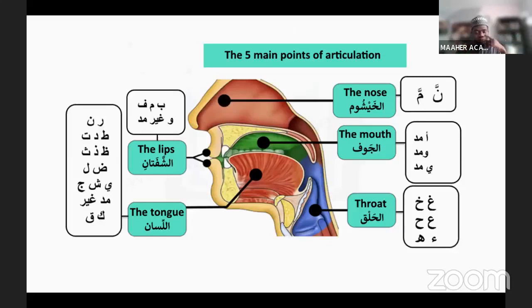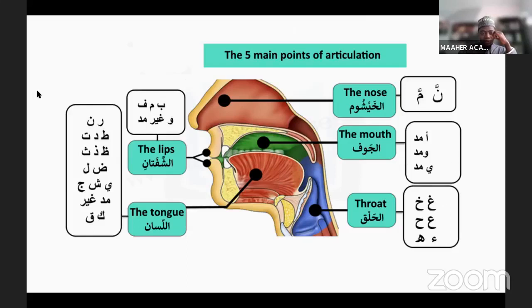So I'll give you a homework today with an app for practice. You will pronounce the letters, and once you pronounce them, it will give you a mark of how many percent your accuracy of pronunciation is. Okay? So we'll give you that. So we have 29 letters.